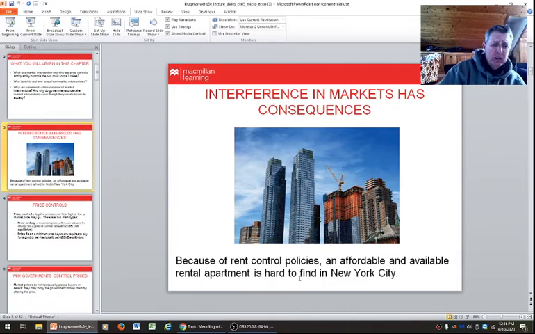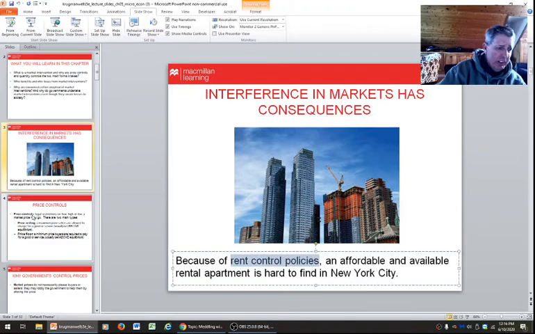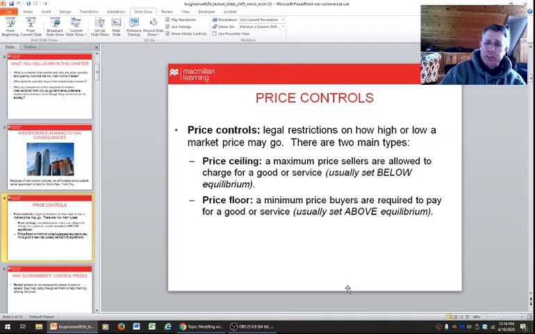So what is rent control? Well, let's find out. Rent control is a type of price control, right? Price control is a legal restriction on how high or low a market price may go. There are two main types: a price ceiling, a maximum price sellers are allowed to charge for a good or service. This is rent control. Thou shalt not charge more than $800 for a one-bedroom apartment, right? It's usually set below the equilibrium price, all right?